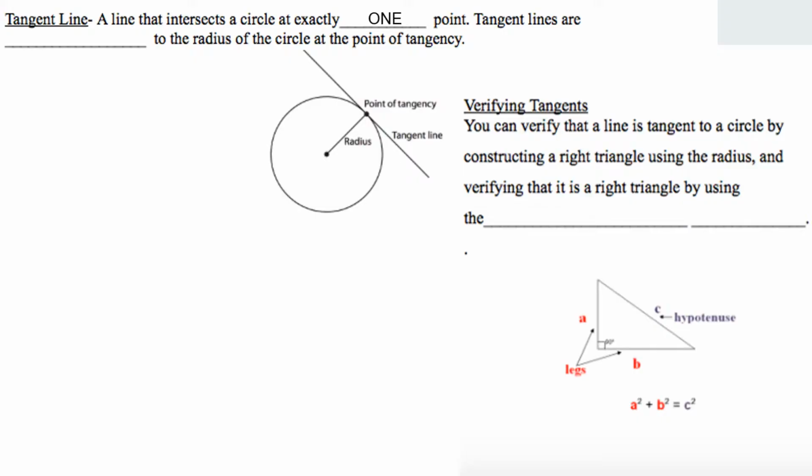So, a tangent line is a line that intersects a circle at exactly one point. They are perpendicular to the radius at that point. They form a 90-degree angle. So because they form a 90-degree angle, we can create a triangle and thus use the Pythagorean theorem to verify tangents.